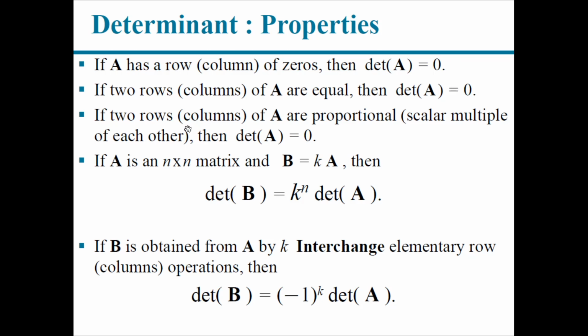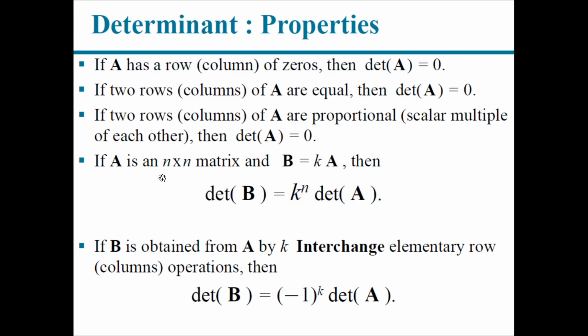If I have two rows or two columns that are proportional, which means that one of them is a scalar multiple of the other, then the determinant is 0 again. So these are things that we can remember and use in our process that will help us simplify the computations.